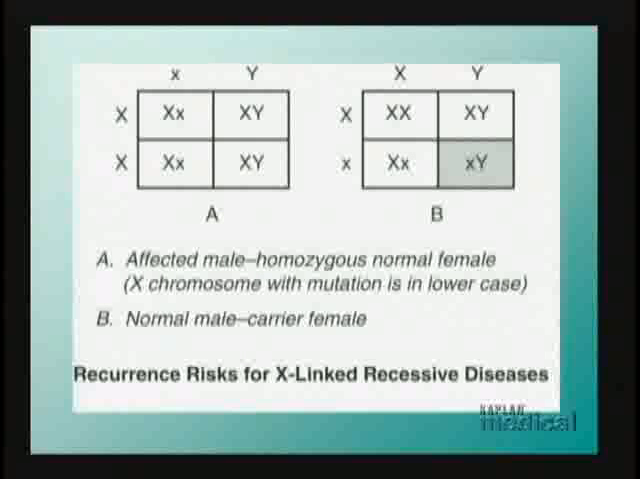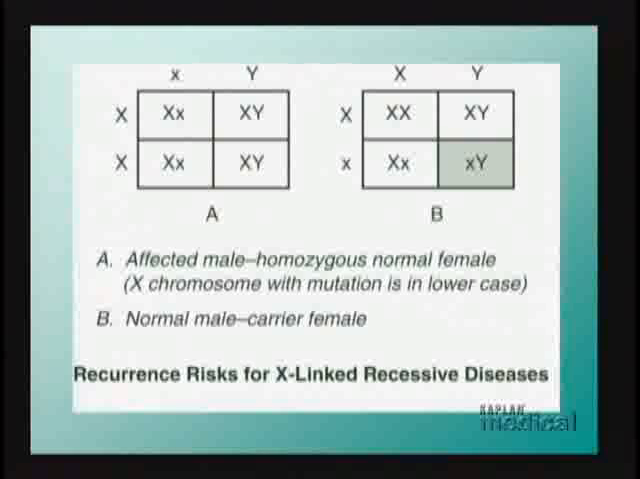And you can see that for such a couple, half of the sons would be affected by the disease. The son in the lower right part of the Punnett square, the box is colored in, so half of the sons would be affected by the disease. And on the left of that Punnett square, half of the daughters would be carriers for this disease.